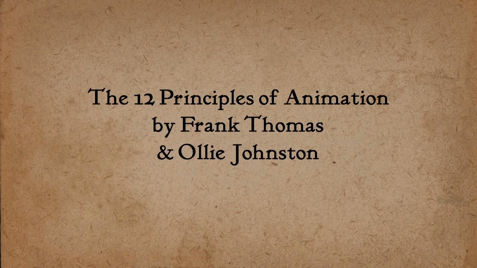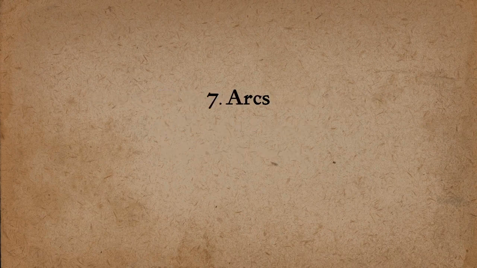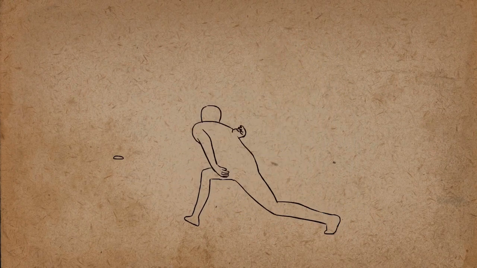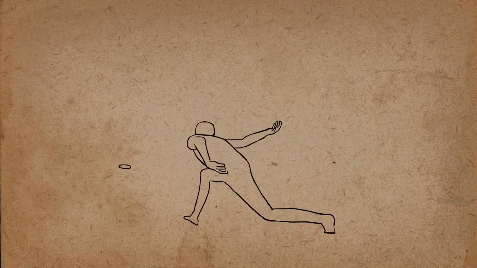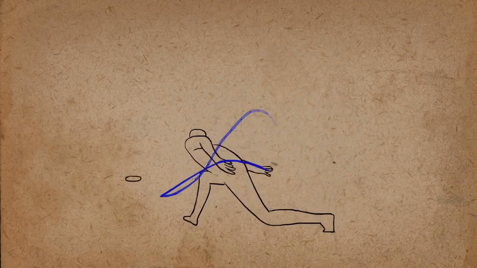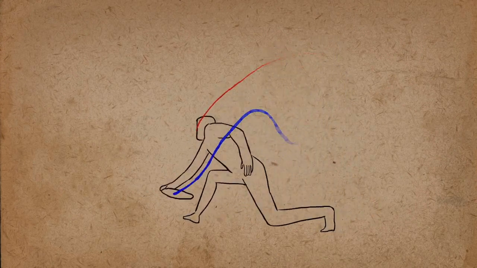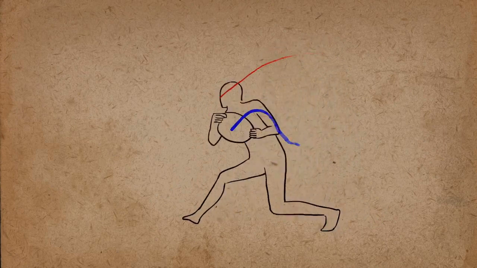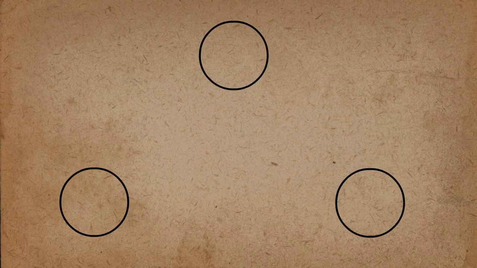Alright, the 7th principle of animation is called arcs. So very few organisms are capable of movements that have a mechanical in and out or up and down precision. Most living creatures will move in a circular path, otherwise known as an arc. So let's say that we were given these key poses and were told to fill in the poses in between.